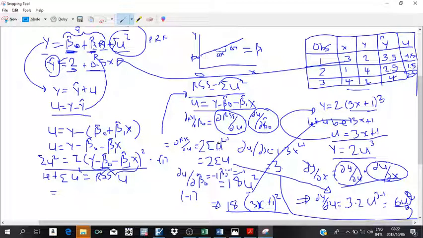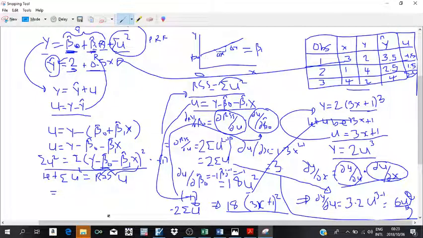So we have the first one was 2. So this here is what we got from here, and this is what we got for this part, which means we have minus 2 summation of u, right? And what is u? u is this one. This is u.